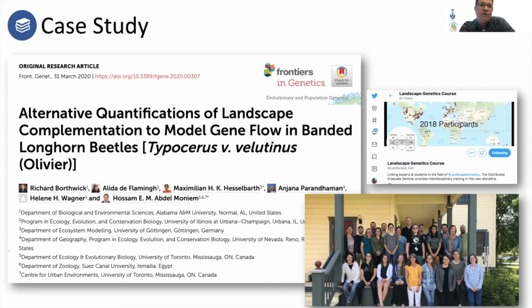Finally, I would like to leave you with this case study. This case study is a product of the landscape genetics course online, the distributed graduate seminar course in 2018. Here's a picture of the group during our synthesis meeting in Coeur d'Alene, Idaho. In this paper, we studied the alternative quantifications of landscape complementation to model the gene flow of a banded longhorn beetle. The paper is recently published in Frontiers in Genetics, so please have a look.